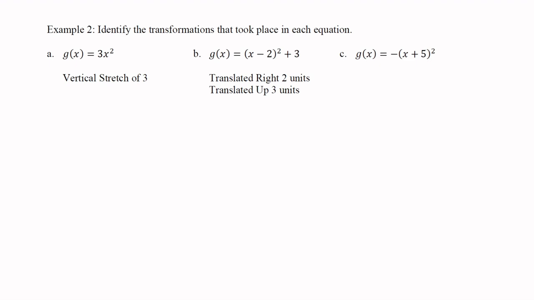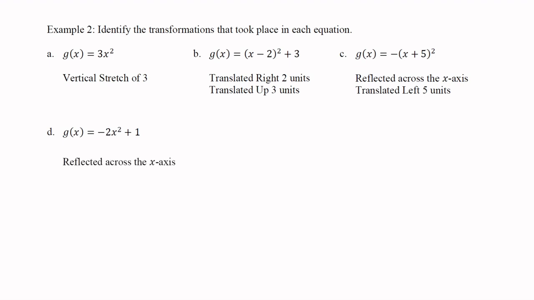For c, we have a negative out in front, telling us we're reflected across the x-axis. And we have a plus 5 inside the parentheses, so that's a negative 5 for our h value, meaning that we translated left 5 units. For d, we have a negative sign leading, so we're reflected across the x-axis. We have a plus 1 on the end, so that means we are translated up by 1 unit. And don't forget, I forgot this one, we have a 2 in front of that x squared, so we were stretched by a factor of 2.